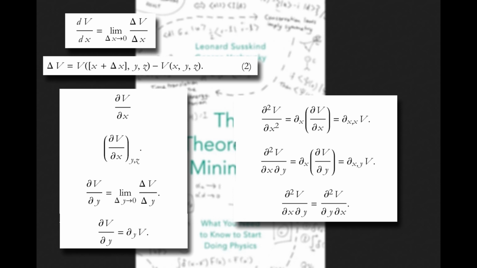It's an interesting and important fact that the mixed derivatives do not depend on the order in which the derivatives are carried out. In other words, the double derivative of V with respect to x and y equals del squared V by del y del x.